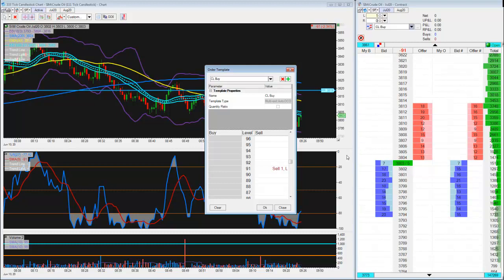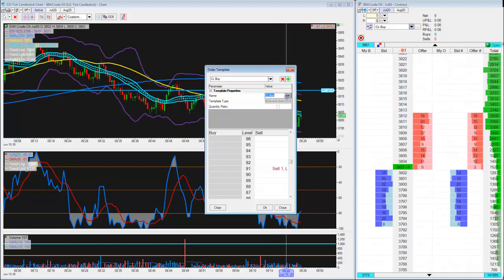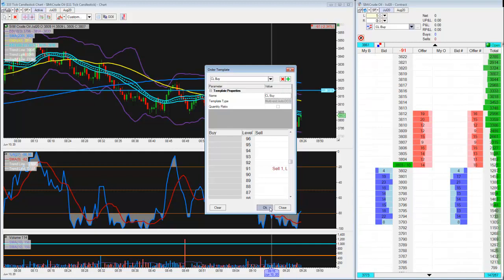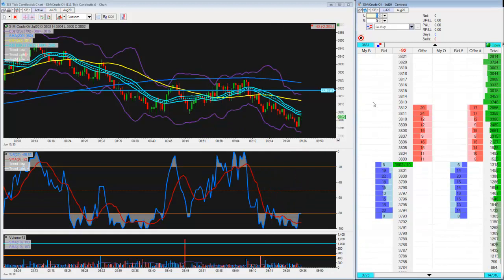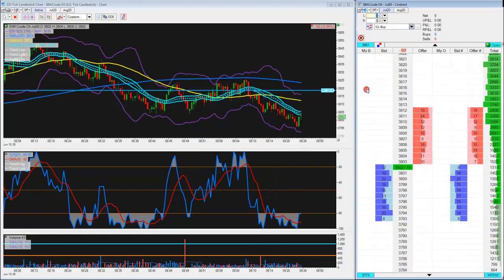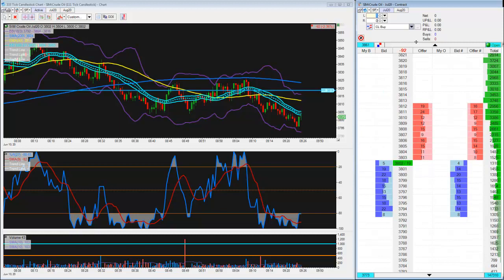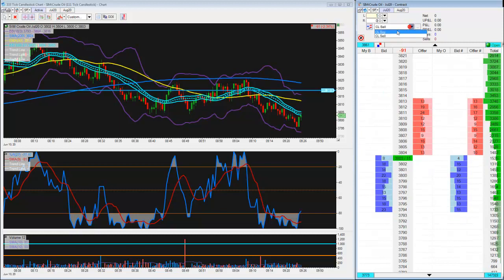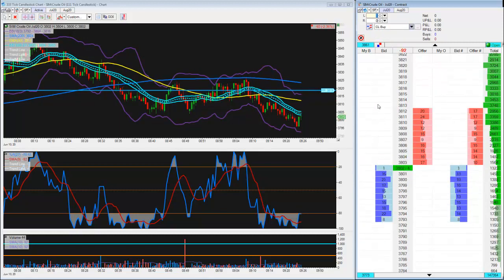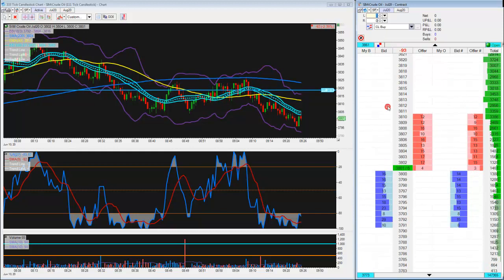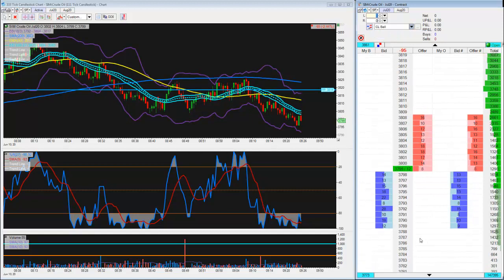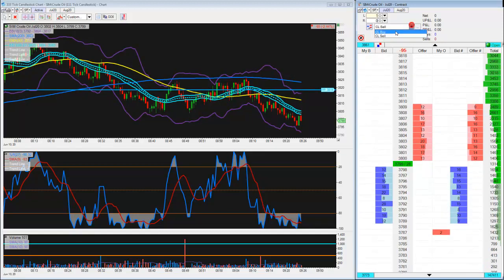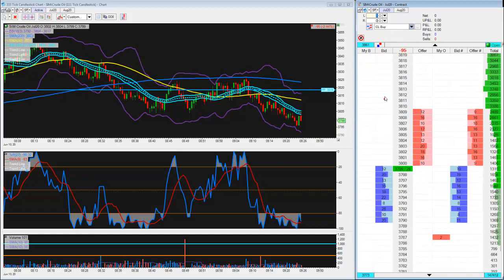All right, so the buy side should show 2 when we put it in. It's not working. Sell is working. All right, I've got to figure out what we did with the buy side.